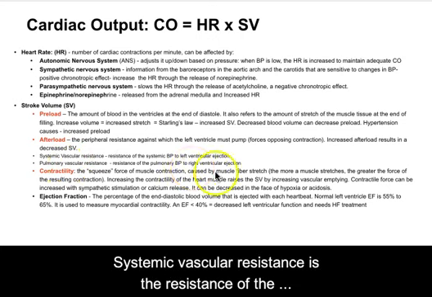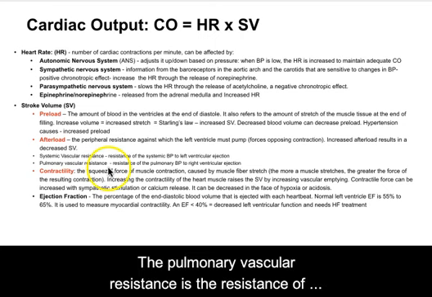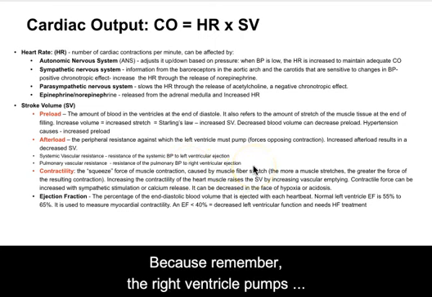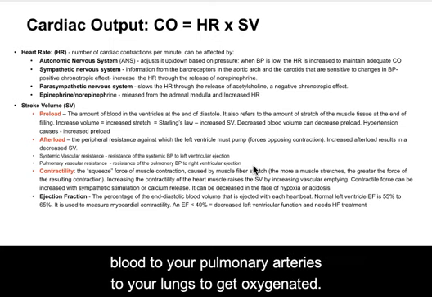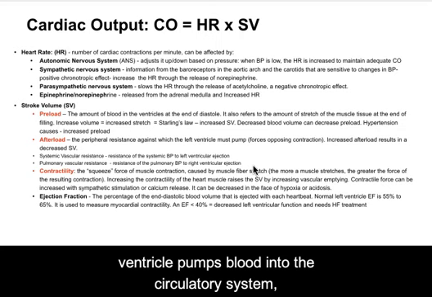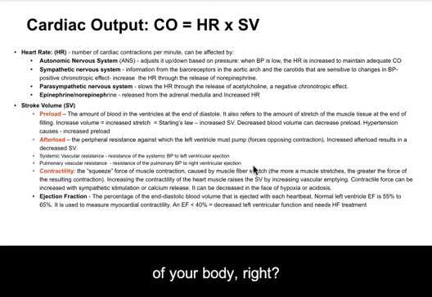Systemic vascular resistance is the resistance of the systemic blood pressure to the left ventricular ejection. The pulmonary vascular resistance is the resistance of the pulmonary blood pressure to the right ventricle ejection. Because remember, the right ventricle pumps blood to your pulmonary arteries to your lungs to get oxygenated. Your systemic vascular resistance is when your left ventricle pumps blood into the circulatory system, into your aorta, which sends blood to the rest of your body, right?